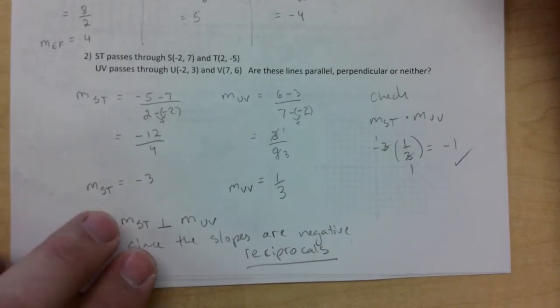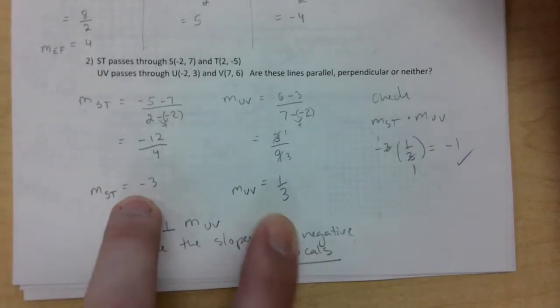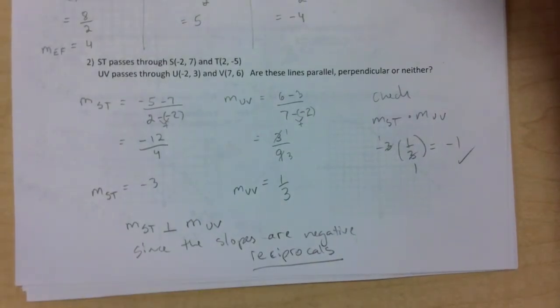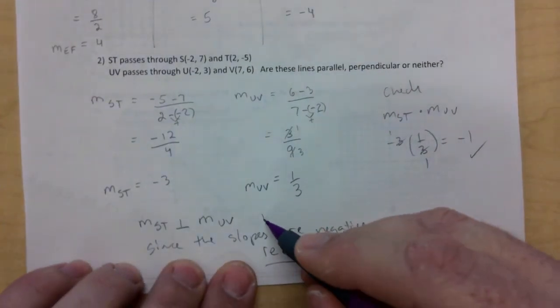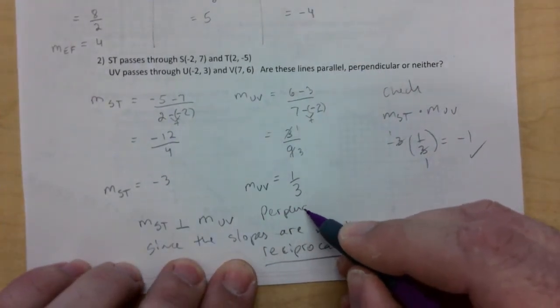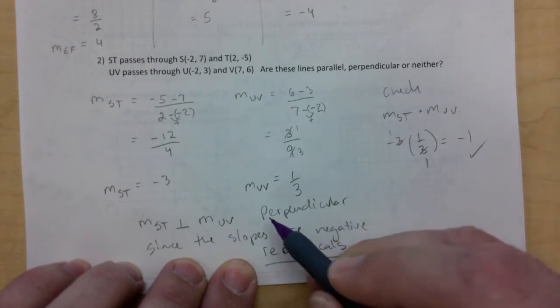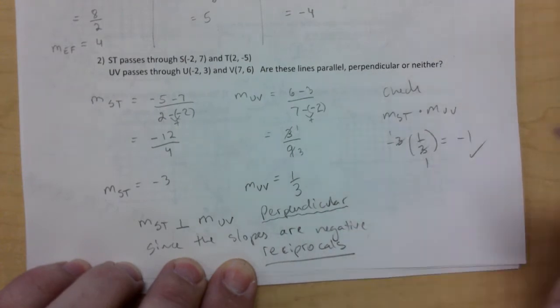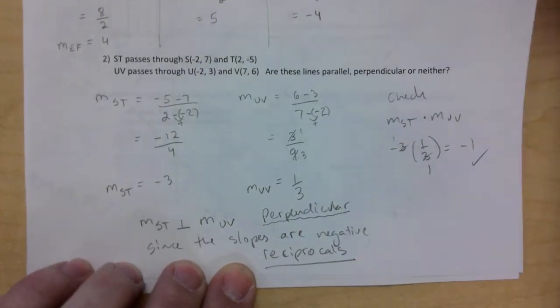Okay, so they're not parallel, but they're perpendicular. We need to know that term, because they're negative reciprocals of each other.